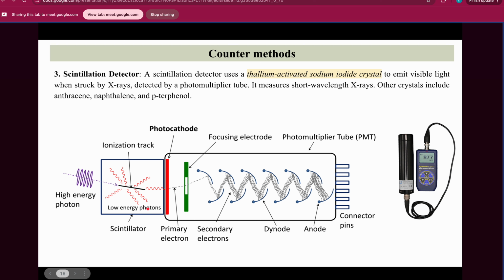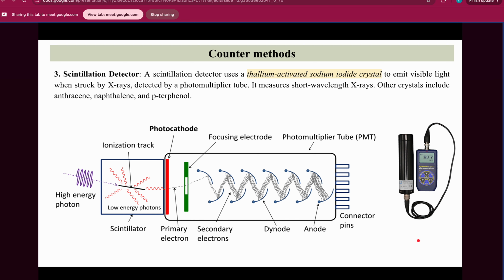So a high energy photon will generate a greater intensity of visible light, meaning greater energy, and these are the primary electrons which are generated. Now when primary electrons further hit something, there is generation of secondary electrons, and in this case they are showing how multiple electrons have been generated, and ultimately connector pins are there, and in the end this connector pin will be attached to a detector which will measure the intensity of the visible light produced.